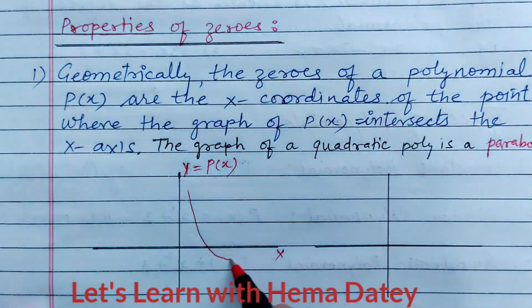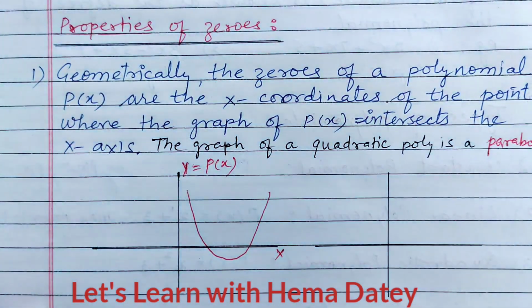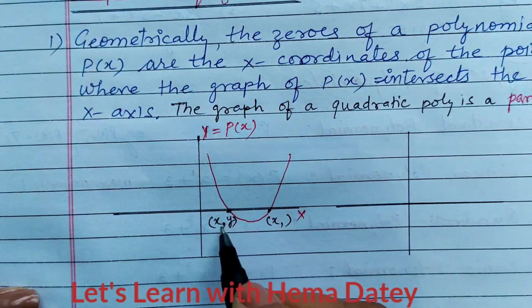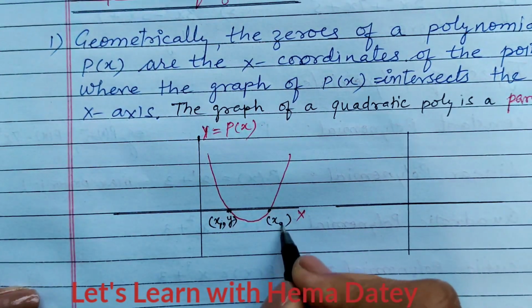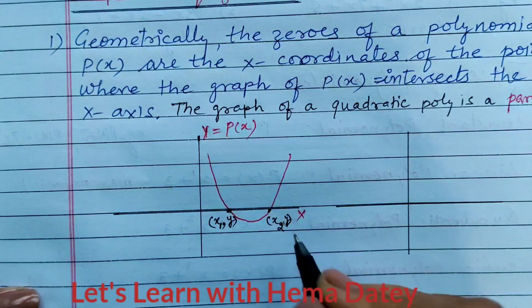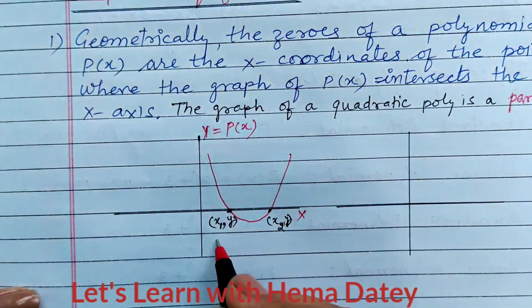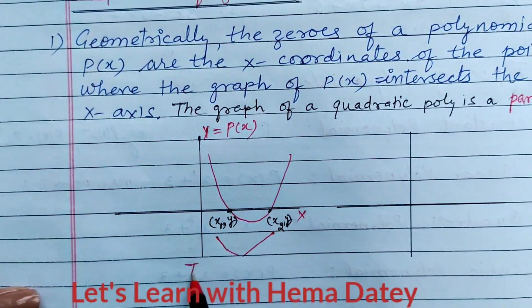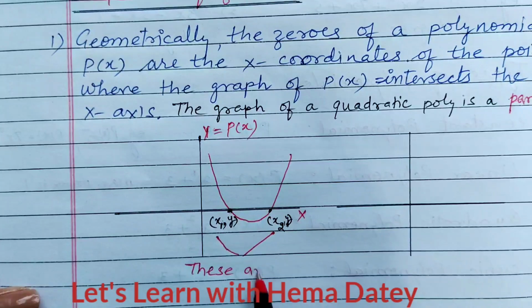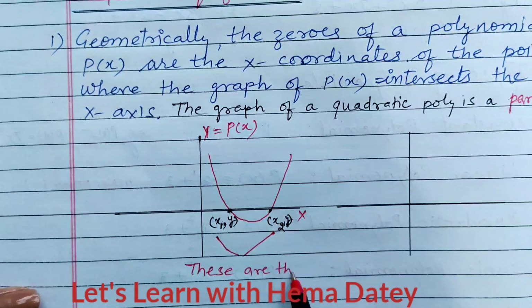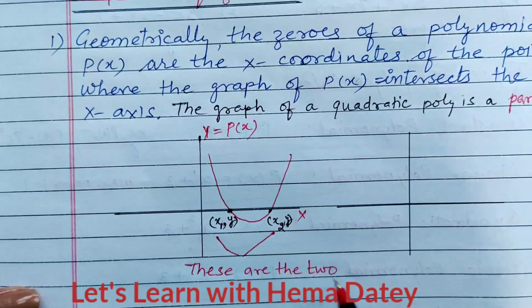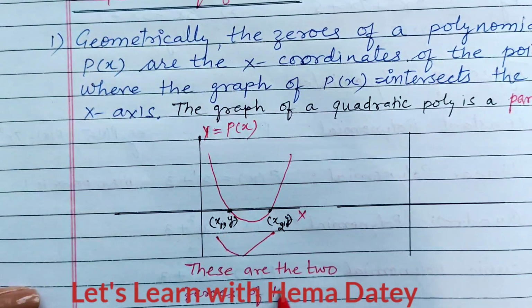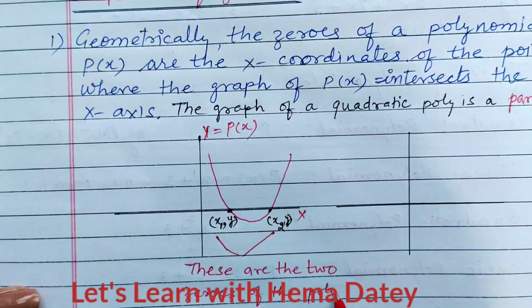Let's draw a rough figure of a parabola. This parabola is intersecting the x-axis at this point, this is x1, y1, and this point x2, y2. Only the x coordinates, here x1 and x2, are the two zeros of this polynomial. So this shape is a parabola and it has at most two roots or two zeros or two solutions.